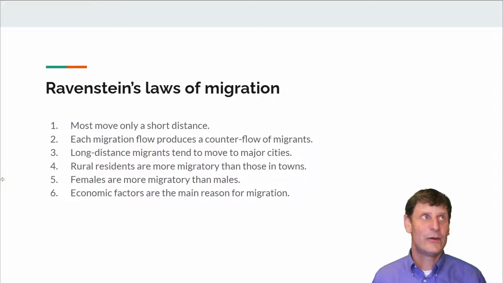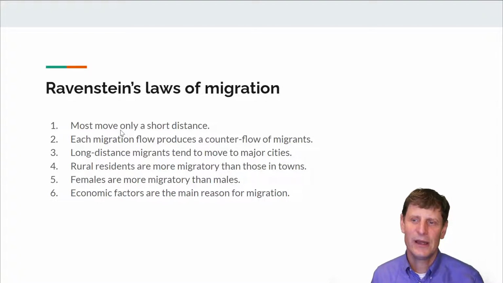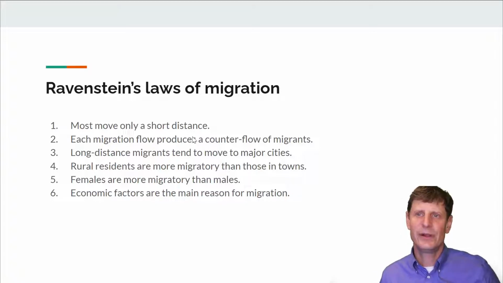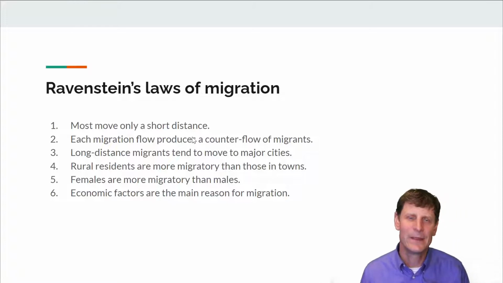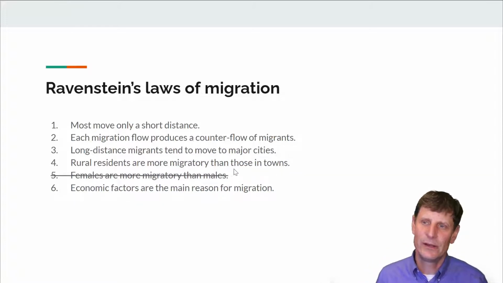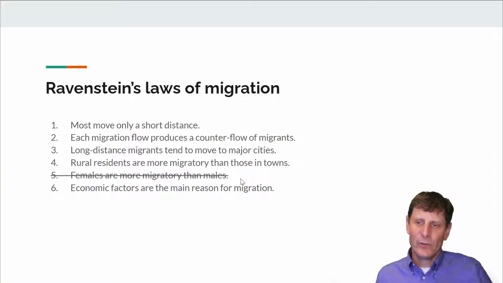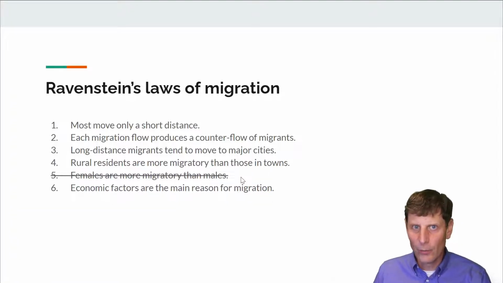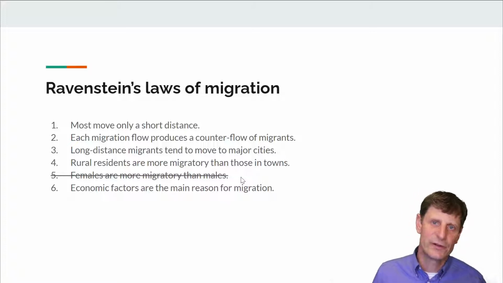Way back almost 150 years ago, I guess, in 1885, Ravenstein came up with these 6 laws of migration, and he made these observations in Europe. His laws of migration are interesting because almost all of them have held true today. As a matter of fact, only one is really not the case today, which is that we know today that sometimes there are more males than females in some migration flows, and in most migration flows, it's about equal numbers of women and men. Most migrants, though, move a short distance.